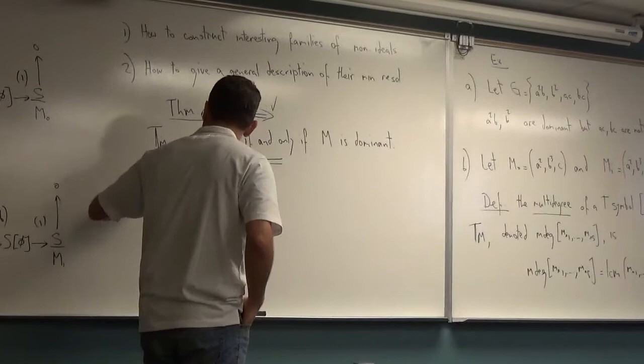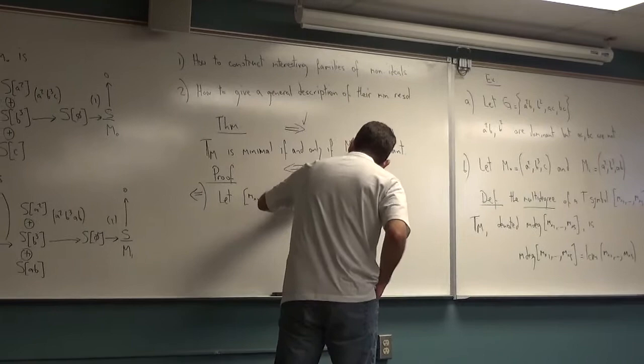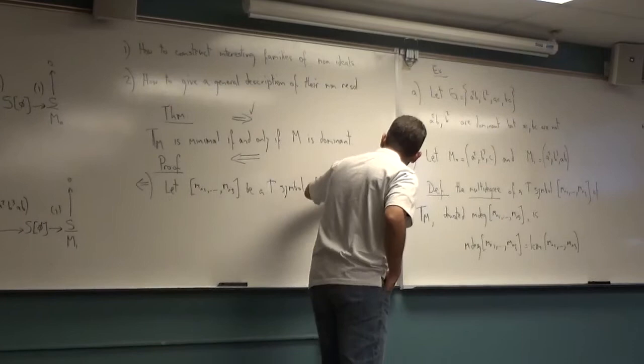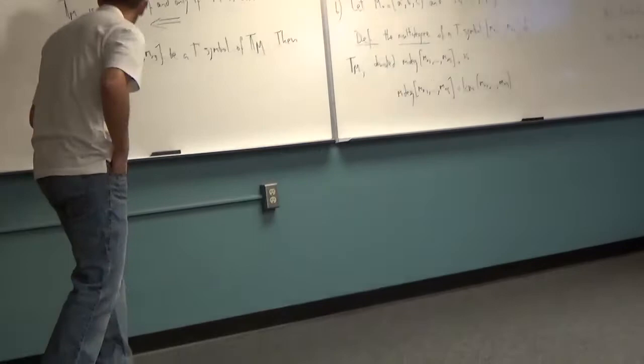We start with an arbitrary Taylor symbol. Let m_i1, ..., m_is be a Taylor symbol of the ideal. Okay? Then F_s of m_i1, ..., m_is is, according to our construction of the Taylor resolution, this is how we constructed the maps.